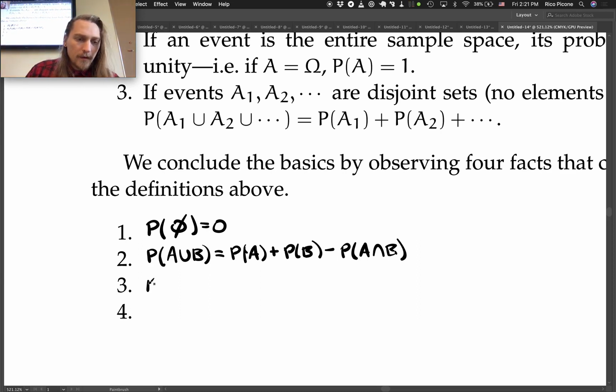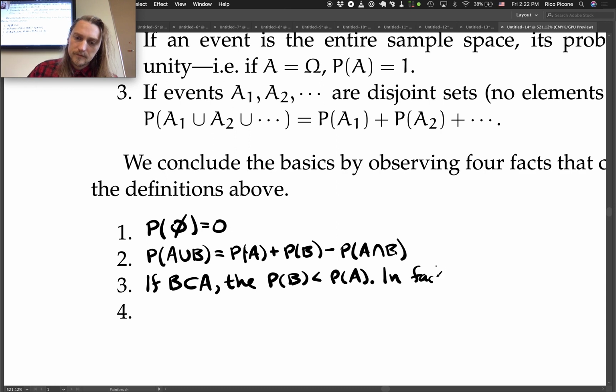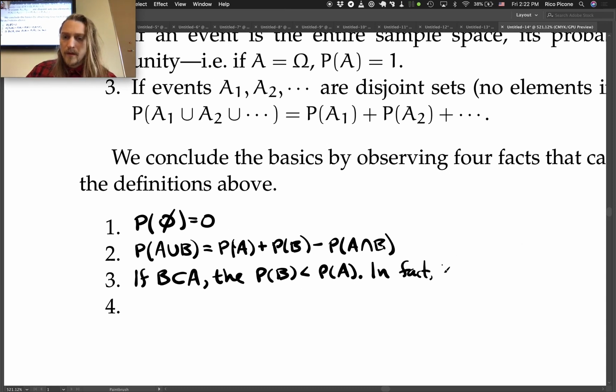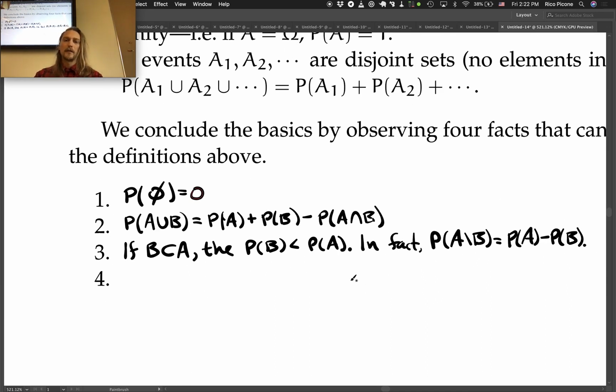Three, if B is a proper subset of A, then the probability of B is less than the probability of A. In fact, the probability of A minus B is equal to the probability of A minus the probability of B. So not only do we know that the probability of B is less than the probability of A, we know by how much.